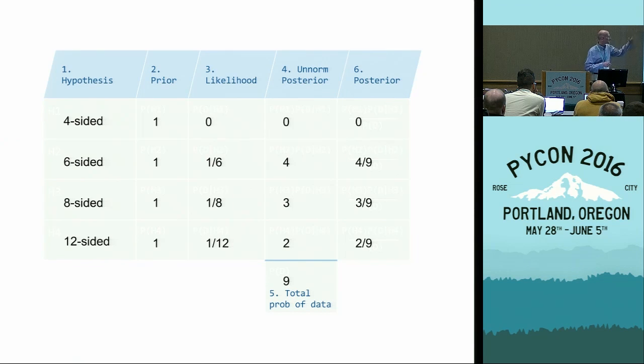Yes, in your spreadsheets, you're going to get floating point numbers. But your results should be the same as mine. 4 ninths is 0.4 repeating, 3 ninths is 0.3 repeating.